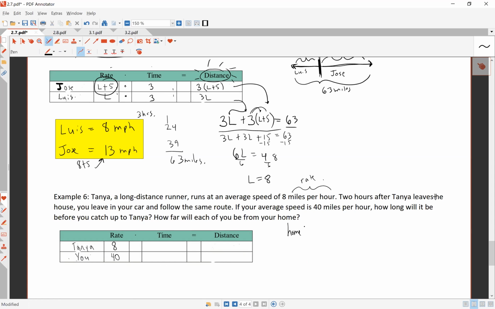So the picture looks something like this. They're at home, and Tanya takes off and runs, but she runs for 2 hours while you sit at home and don't do anything. You don't go after her. So that means she's going to get 16 miles away. And then you get in your car and start driving at 40 miles per hour to try to catch her. But she continues to run at 8 miles an hour. So you're going to be making ground. And at some point, you're going to catch up to her.